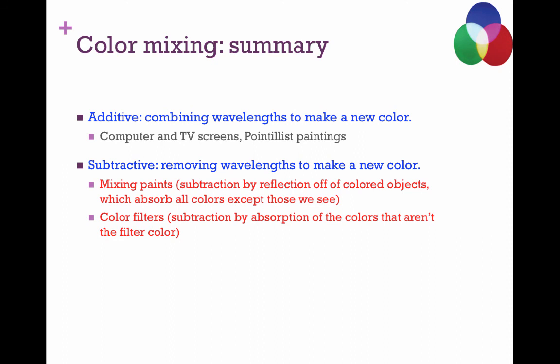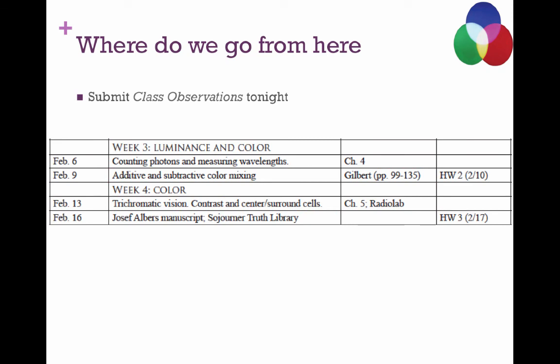And we see that when we subtract by reflecting off of paints or colored objects, which absorb colors except for what we're seeing. We looked at that last time with the spectrometer. And with color filters, we subtract by absorbing out colors that aren't the color of the filter. So that's the summary of where we're at right now.